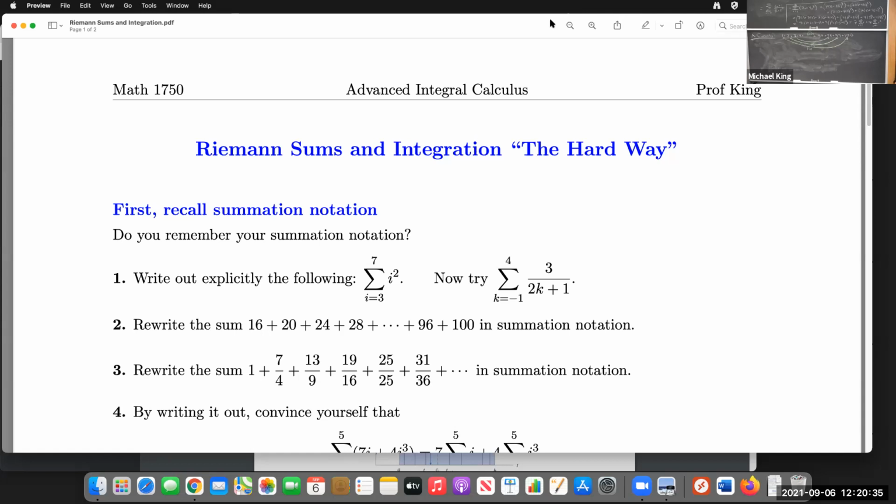Someone said it. 50. You have 50 copies of 101, right? So this is the same thing as 50 copies of 101. So that answer is 50 times 101, which is 5,050. There you go. That's how you add up the numbers 1 through 100, very quickly.